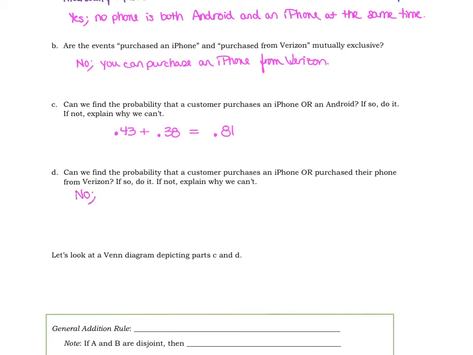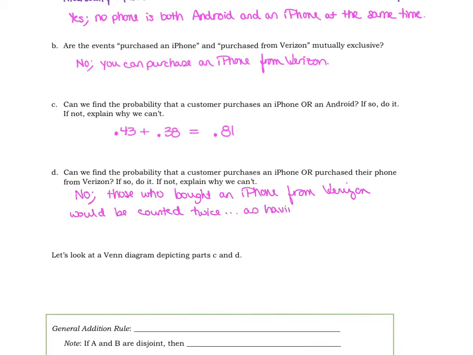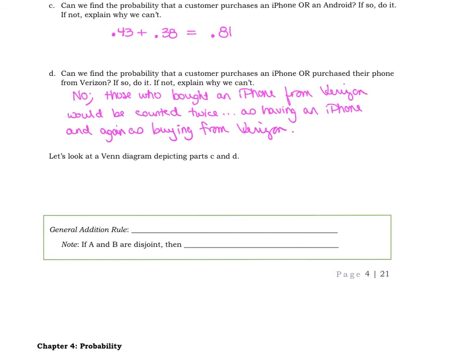And the reason why is because those who bought an iPhone from Verizon, did I just say Horizon? I think I did. Those who bought an iPhone from Verizon would be counted twice, as having bought an iPhone and again as buying from Verizon. Okay, so we're going to draw a picture of that so that you can start to see, maybe if that's not clear to you. I think visuals always help, right?